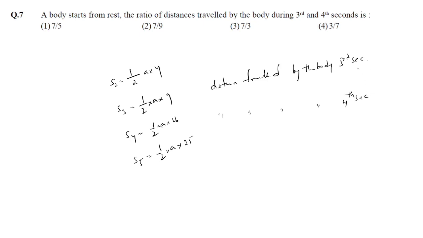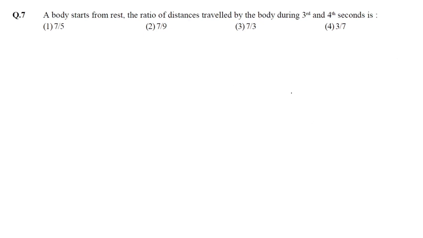Okay, now they are asking the ratio. So it will be half a into 7 and half a into 9. If you take the ratio, what you will get is 7:9. Okay, see the next question.